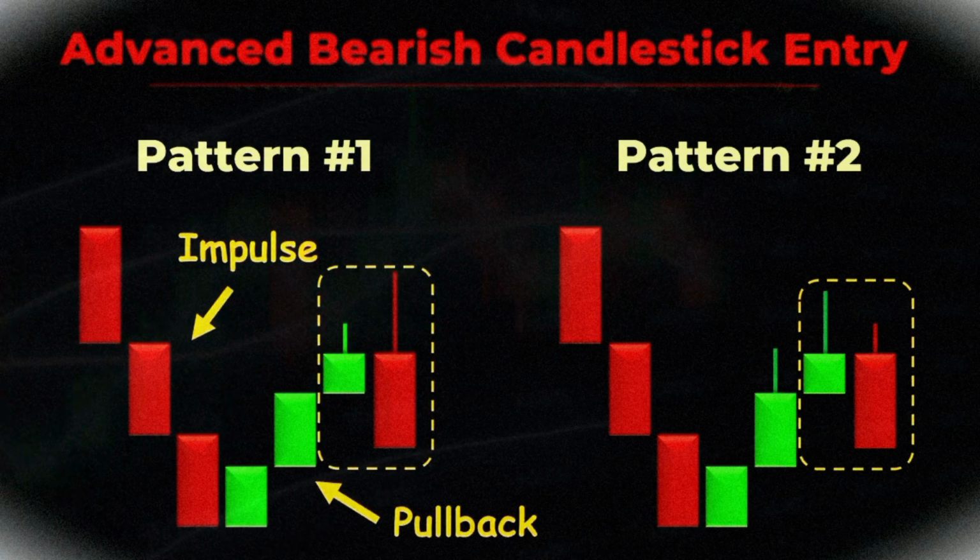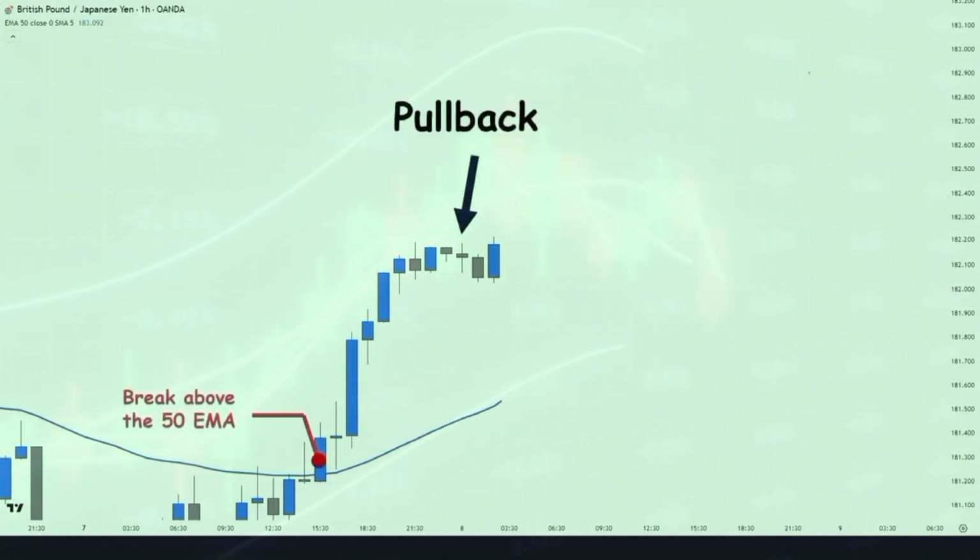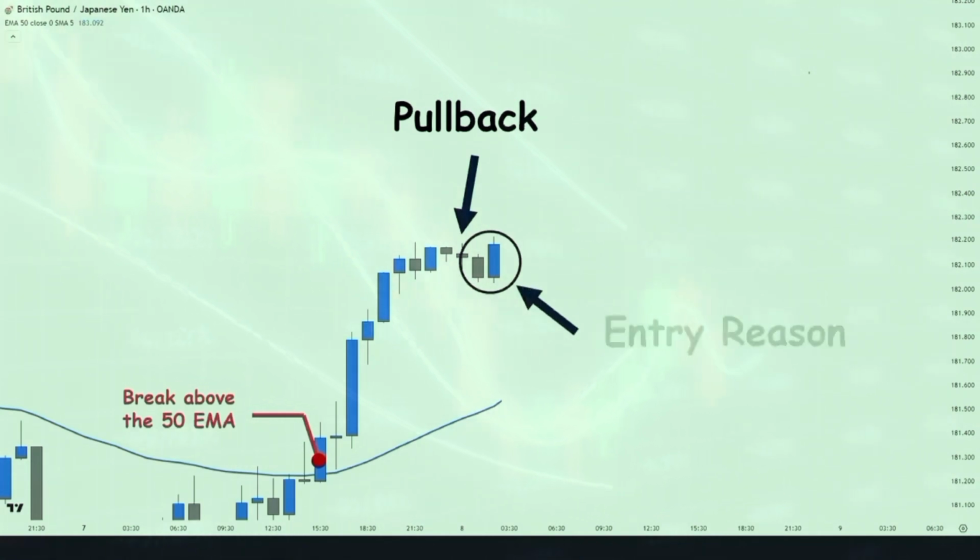Now let's put things together and have some real chart examples. We have a bullish market on the pound-yen 1-hour chart. Price is trading above the 50 EMA, and we have the 2 candlestick pullback. So all we have to do is wait for the market to print our candlestick entry patterns to enter a long position. Here we have a valid entry reason.